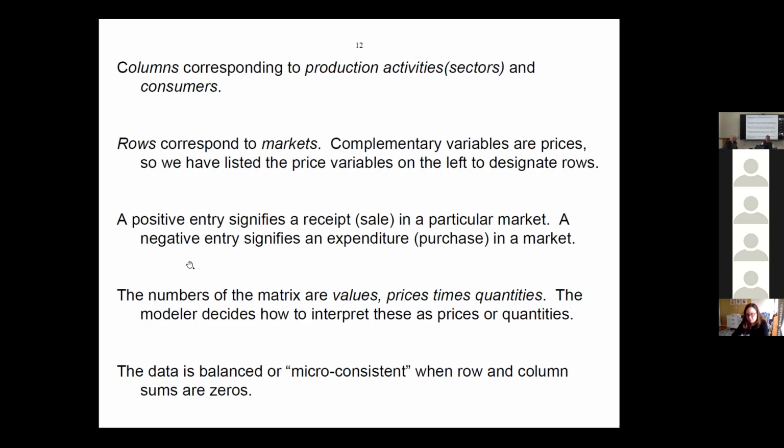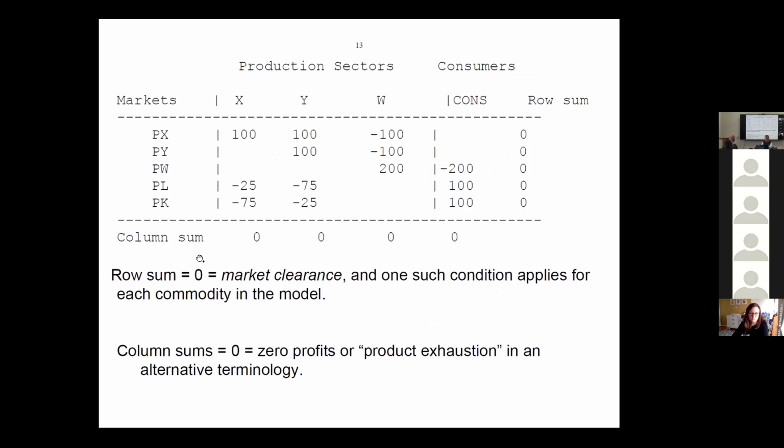Okay, the definition of micro-consistent data is that column and row sums are 0. So here are the little values that we're going to use in this model to start with. The X sector has a receipt of 100 units for selling X, and it expends 25 units on labor and 75 on capital. So that's the capital intensive sector. This is very Hecksher-Ohlin looking. The Y sector, oops, we have an extra entry in there.